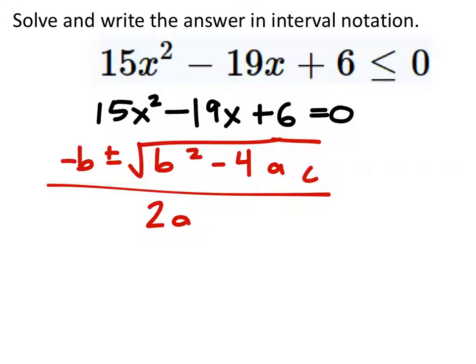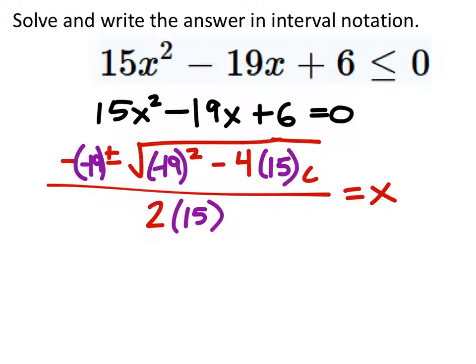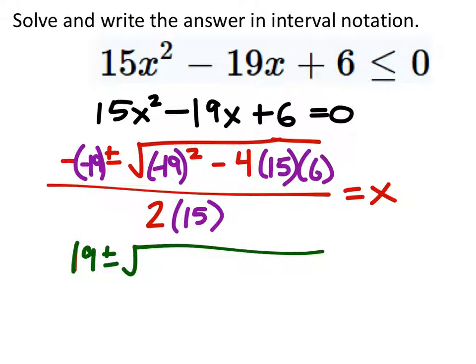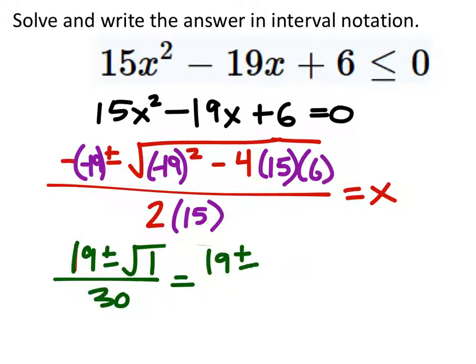So my b value is that negative 19, which I can replace now. My a value is 15. And the c value is 6. And we could just evaluate this. The negative of negative 19 is positive 19. That's pretty nice. Plus or minus the square root of 1, which is 1, so we really got 19 plus or minus 1 all over 30.